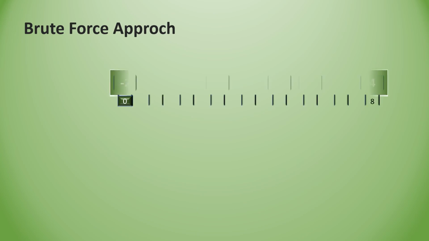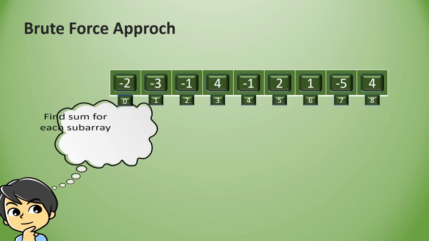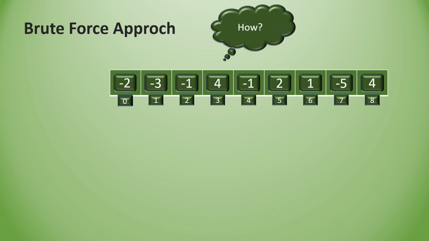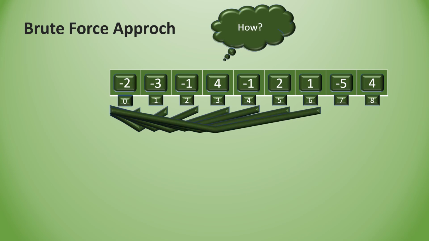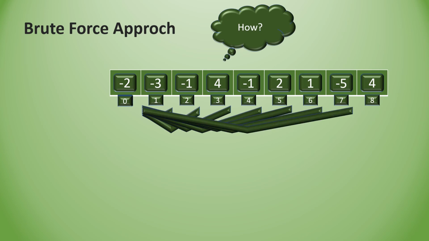Okay, let's understand the brute force approach quickly. By looking at this problem, the first thing that comes to my mind is to find all the possible subarrays with their sums. After that, we will compare that sum with a max variable to find the maximum sum. How will we do that? First, we will take this subarray, then this subarray, then this, and so on. When all the subarrays starting with the first element are done, then we will start the same process with the next element.